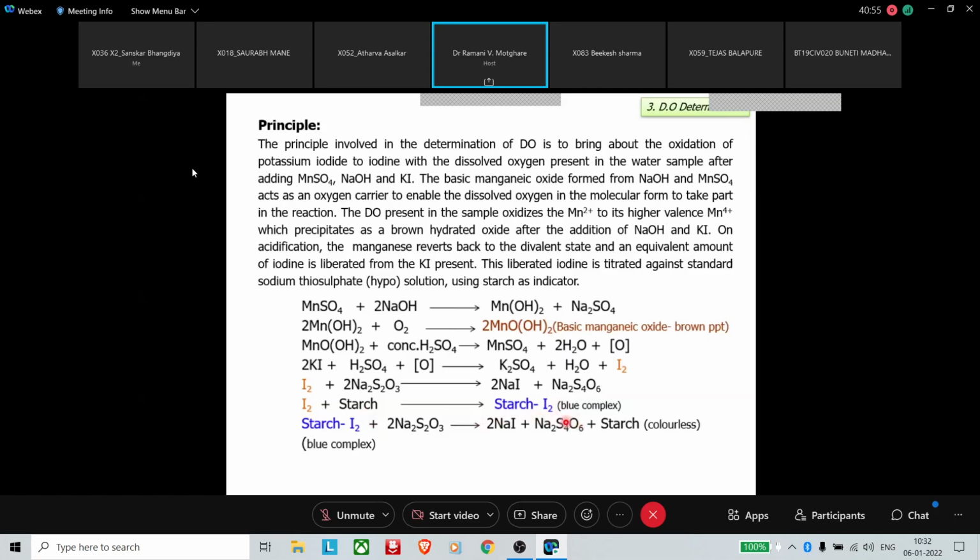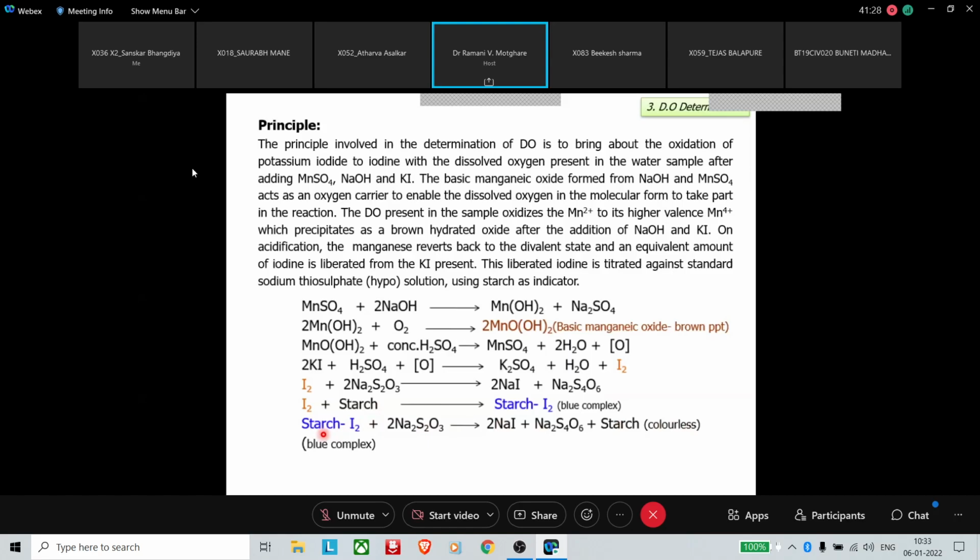Starch iodine complex. So the color of the solution when you add concentrated H2SO4 changes from brown precipitates, the solution becomes clear yellow, and this clear yellow solution you have to first titrate with hypo solution so that it becomes pale yellow. When it becomes pale yellow, you add starch to it. Starch leads to formation of a starch iodine blue complex. Now this blue complex you further titrate to get a color change from blue to colorless.